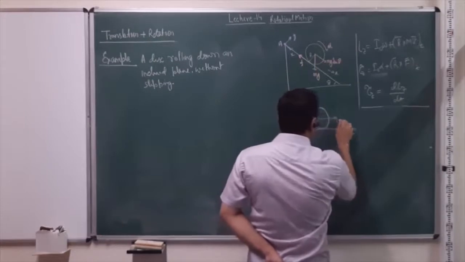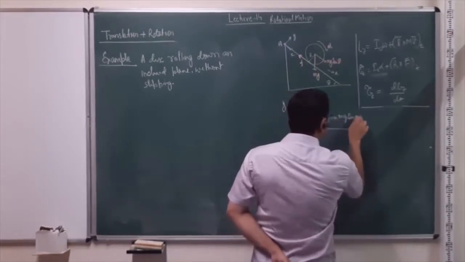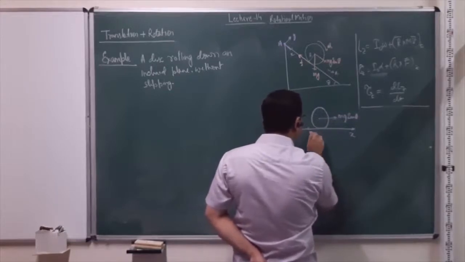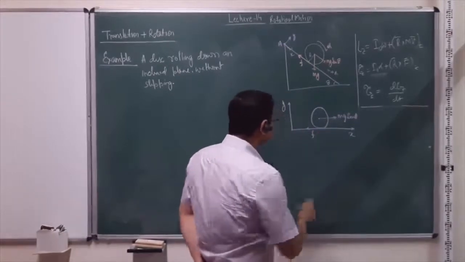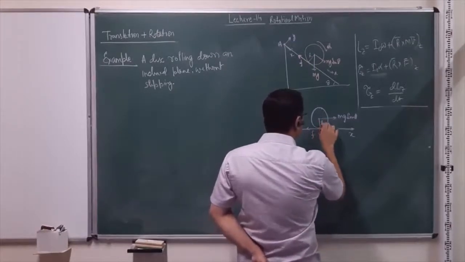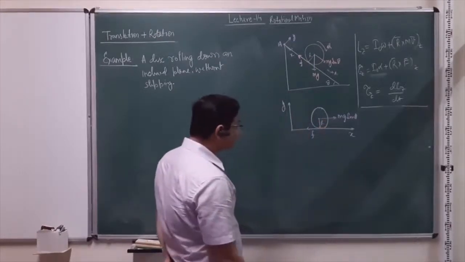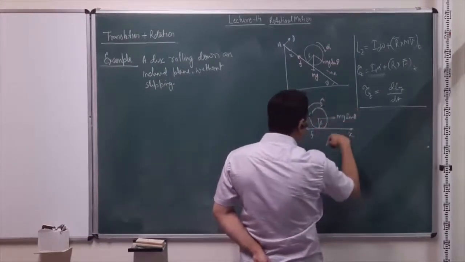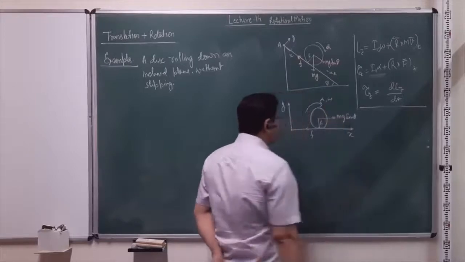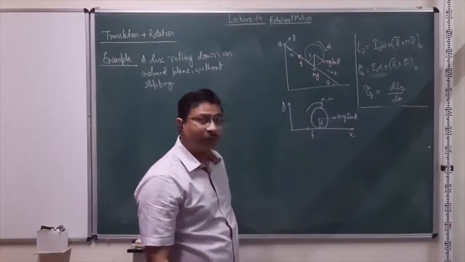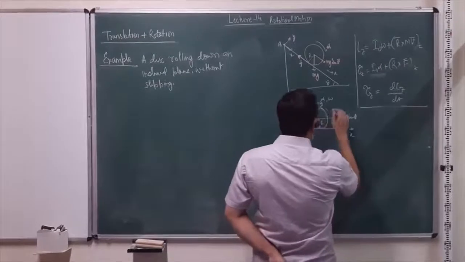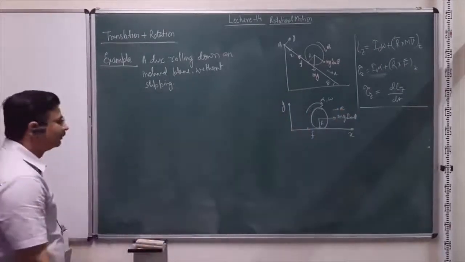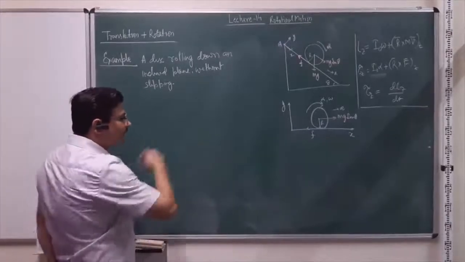At the center of mass, there is a force mg sin theta in the forward direction. Between the surface and the drum, there is a frictional force F. R is the radius of the disk. It is going in the clockwise direction, so that sets our convention for the angular motion. It is also moving in this direction with some angular acceleration, and with some linear acceleration a. So we have to solve for this problem.